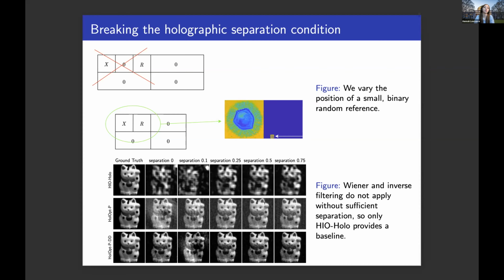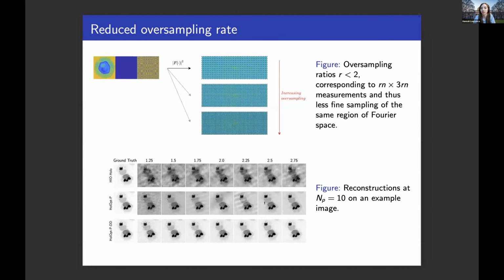So if you move your unknown object X really close to the reference R, linear methods don't even apply here, but we see our method in the very bottom row. It gets a very crisp reconstruction relative to the baseline on top. We can also play around with the oversampling rate. For the sake of time, I'll just move past this slide.